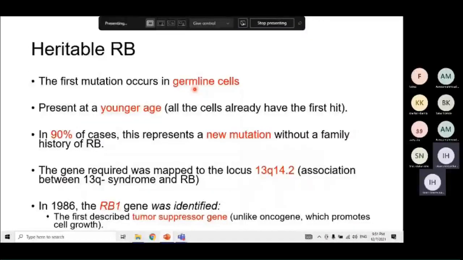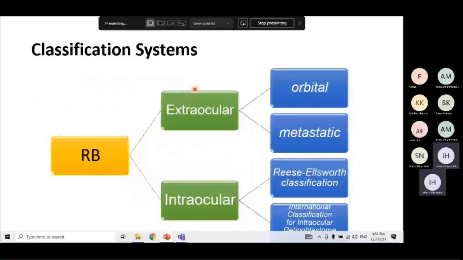Okay? So when we are classifying the retinoblastoma, we will classify it according to the extraocular spread, whether it's a local invasion, which is called the orbital invasion of the nearby tissues, or distant metastasis to the bone marrow, the liver, the lung, etc., or by intraocular classification. In the past, it was called the Reese-Ellsworth classification, and recently we use the international classification of intraocular retinoblastoma. Okay.